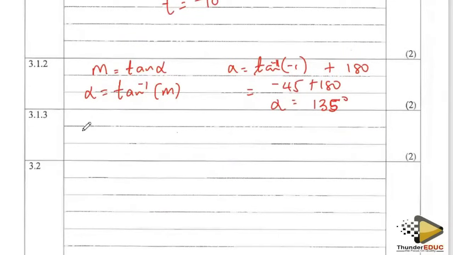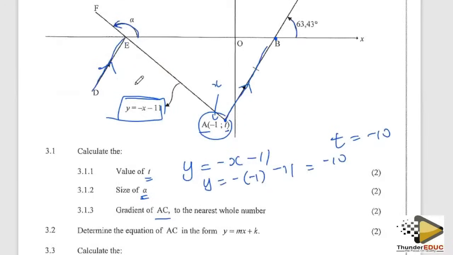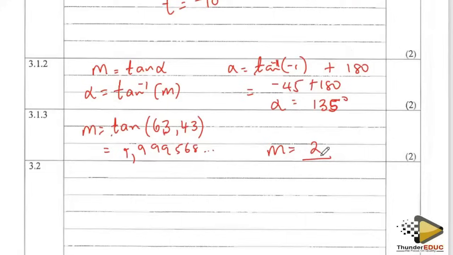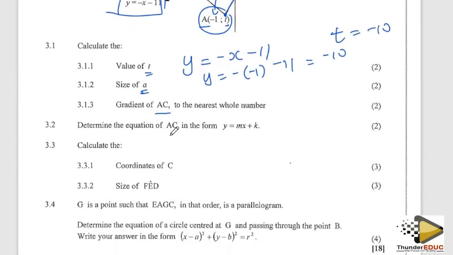So we're going to say that the gradient must be equal to the tan of the inclination, which is 63.43. When I use this, I'm getting 1.999568 and so on. But they told us we must round it off to the nearest integer. So that is a 2, and then we're done. Then 3.2, they're asking us to get the equation of AC.